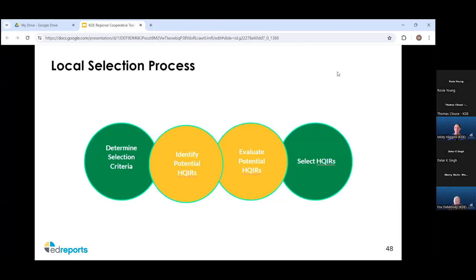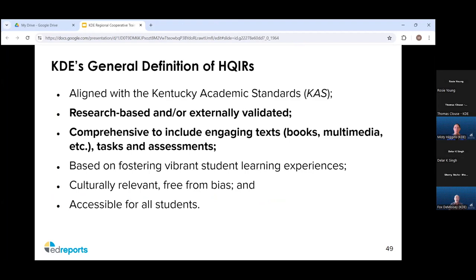But coming back to our graphic for the local selection process now, once selection criteria have been finalized, the next step is to identify and evaluate potential HQIRs that meet those criteria. So after the markers help us to ensure alignment to the Kentucky Academic Standards, which again is that first component of KDE's general definition of HQIRs, the second and third components tell us they need to be research-based and/or externally validated and comprehensive. So for science resources, Ed Reports is a primary means of external validation that also addresses the various dimensions. So it'll look at the books, multimedia, tasks, assessments, digital interfaces, et cetera, of a resource that together would make it comprehensive.